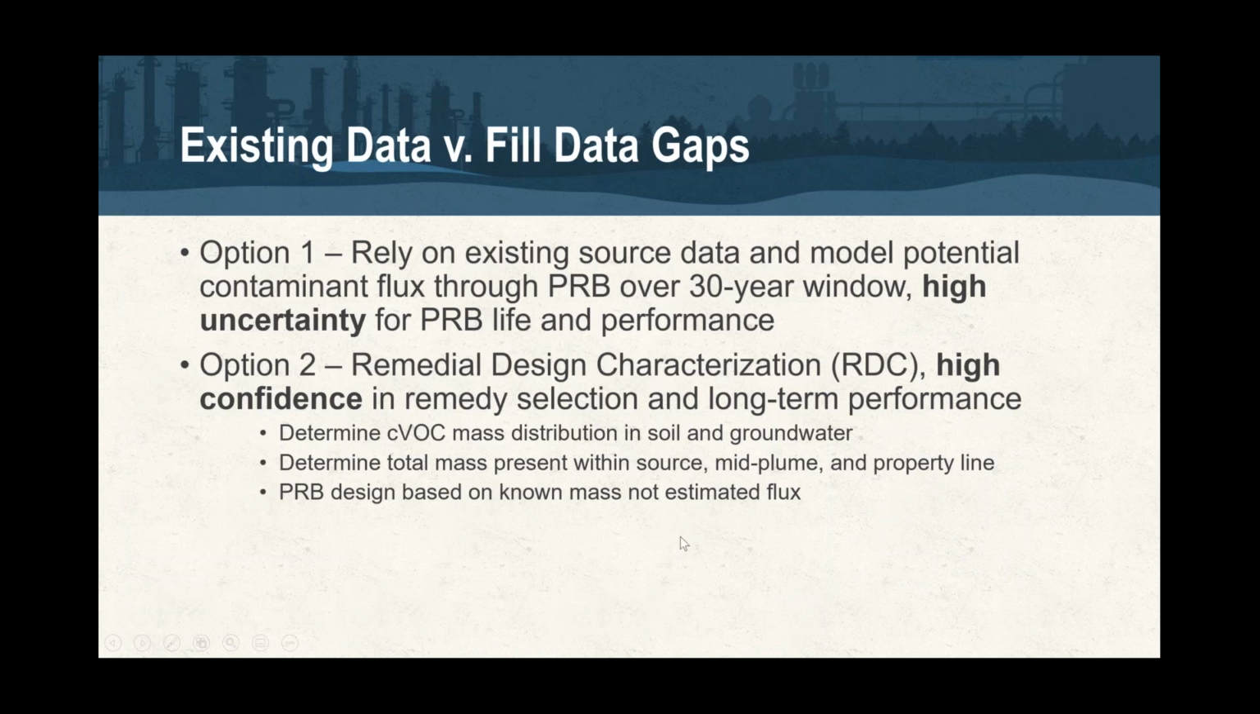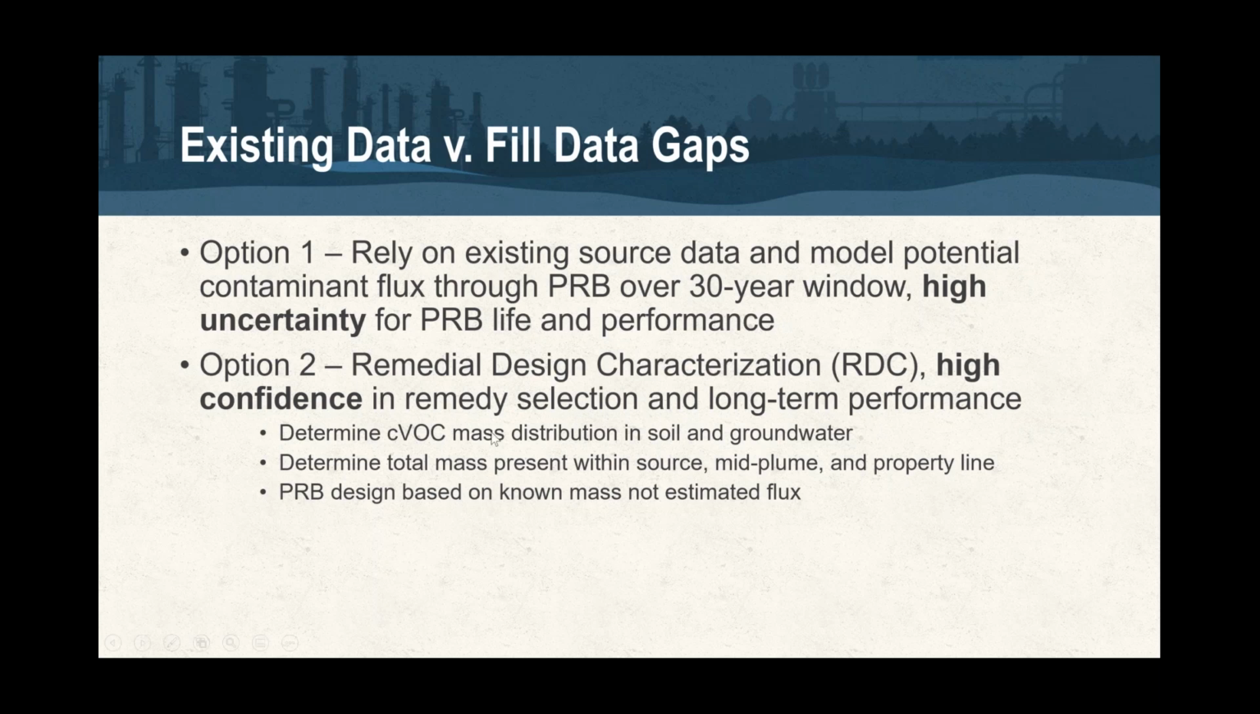So there were really two options to move forward. SM&E was evaluating whether to just use the existing data, apply some safety factors, and use contaminant mass flux to develop the overall PRB. But there was high uncertainty about what that PRB life would be and how the performance would play out over time. So option two was to perform remedial design characterization, which would develop high confidence in the selected remedy and its overall long-term performance.